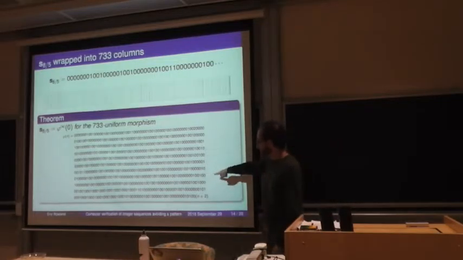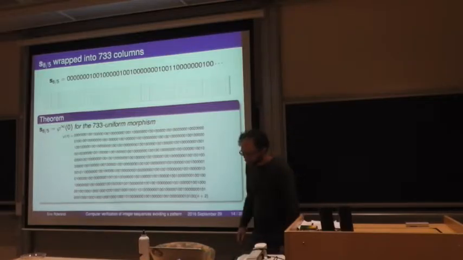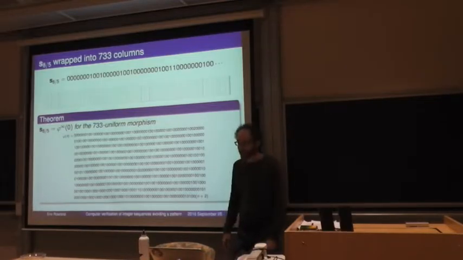Here's a 733 uniform morphism that ends in n plus 2 that shifts. So yeah, that generates this sequence. 13/8 steps. Yeah, exactly. 13/8.